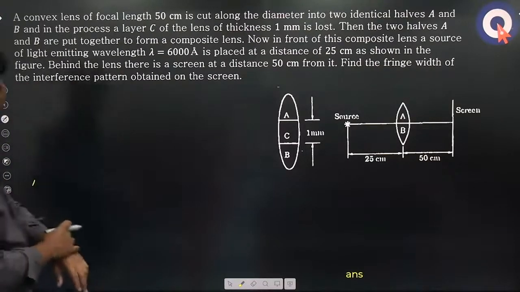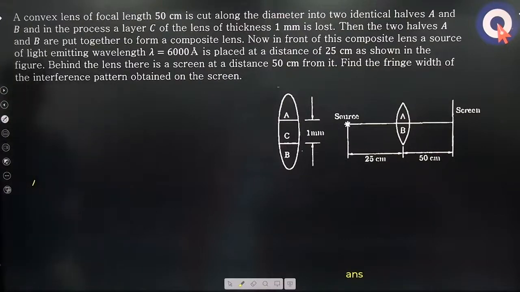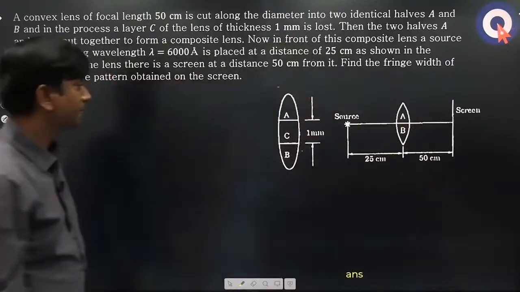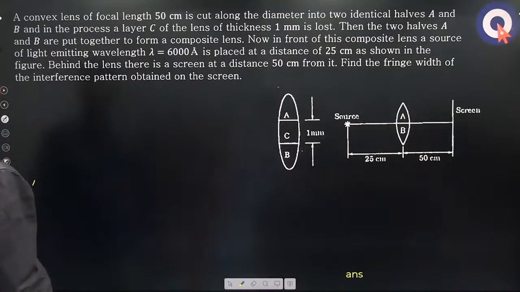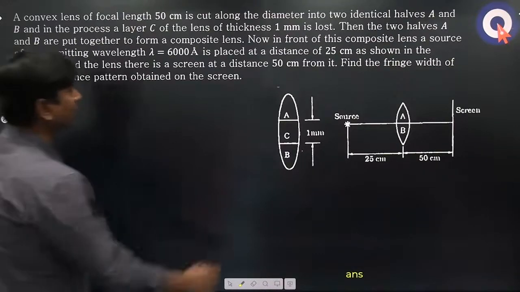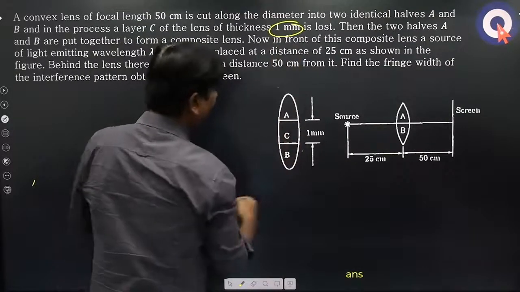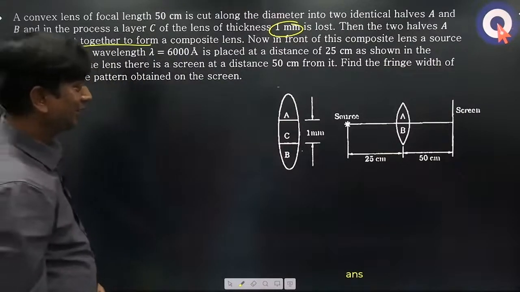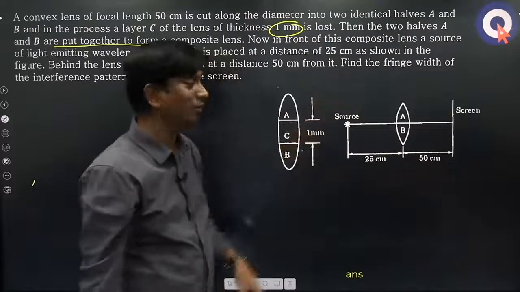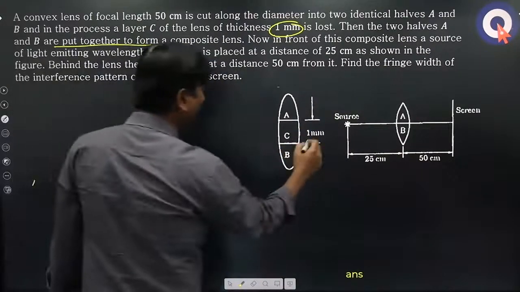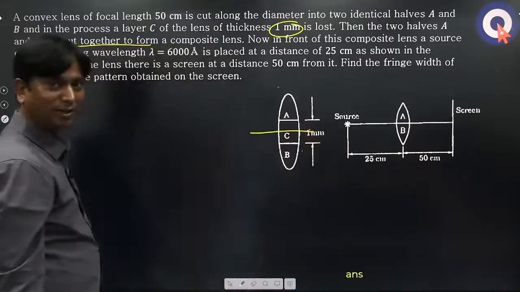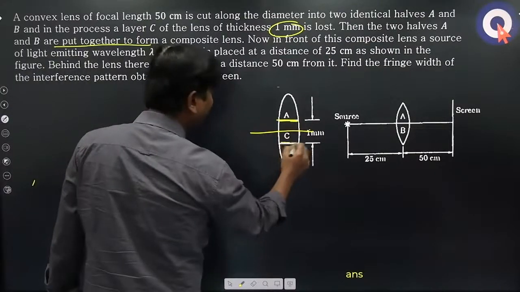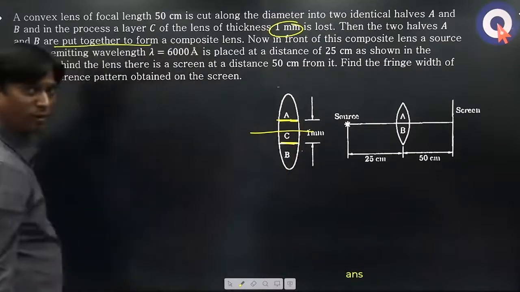Right. A convex lens of focal length 50 centimeters is cut along the diameter. Okay, this is a convex lens which is cut along the diameter into two identical halves A and B, and in the process a layer C of the lens of thickness 1 mm is lost. This is lost, and the remaining two parts are put together to form a composite lens. Okay, so in between something is lost and still you are able to join that. So actually this was supposed to be the principal axis, right or not? So when you join these two, imagine what happens. For this part and this part you are joining, so for this part the principal axis will be below, right?